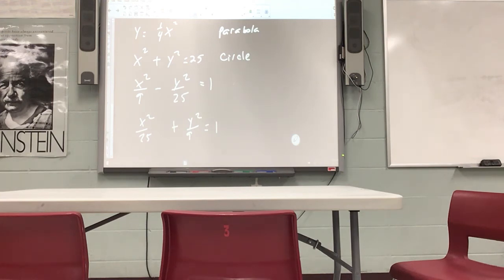It would be a hyperbola. What gives that away, that it's a hyperbola? The minus sign. An ellipse doesn't have a minus sign. So the minus sign tells you it's a hyperbola, and then what would the last one be? Ellipse. It's the ellipse. Very good. So y'all should be able to pick those out.